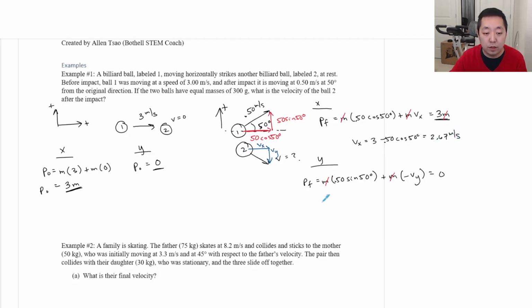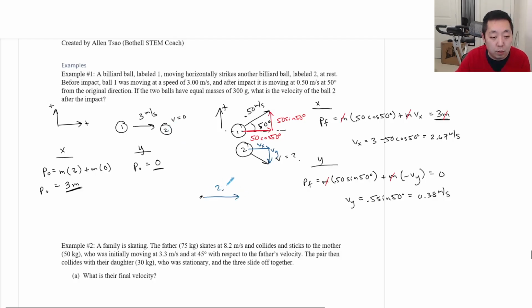So that's the horizontal velocity. And here, Vy is just going to be 0.5 sine 50 degrees. And that's 0.38 meters per second. So now, this is what I know from this picture. I know the x component of the velocity is 2.67. I know the y component is downward at 0.38. And I want to know a couple of things, what the angle is and the hypotenuse.